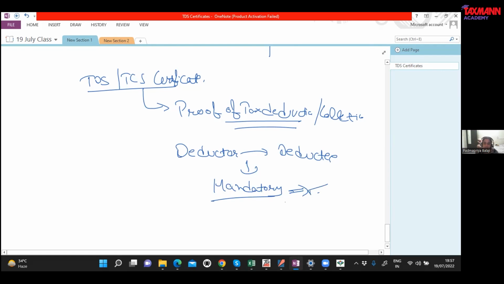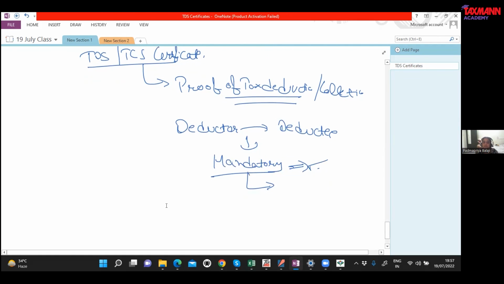How will the penalty or consequences be imposed on failing to download or submit the TDS certificates to the deductee? What is the method they will follow? I will just complete this revision and then I'll take up the doubts.